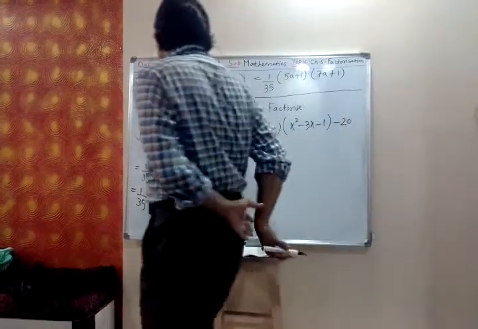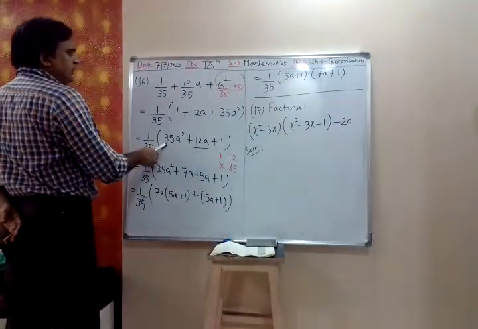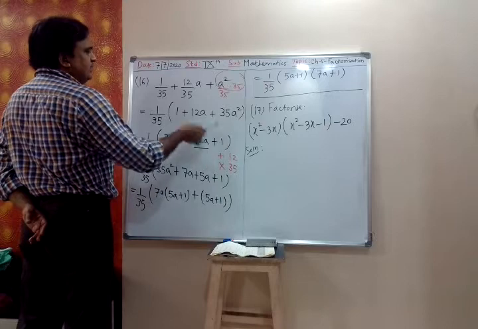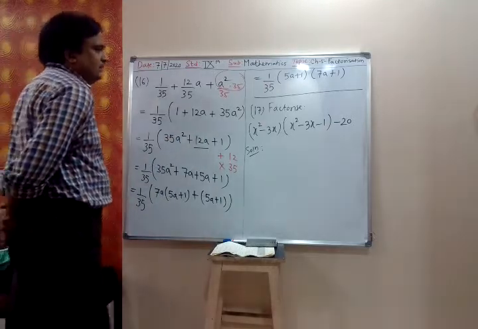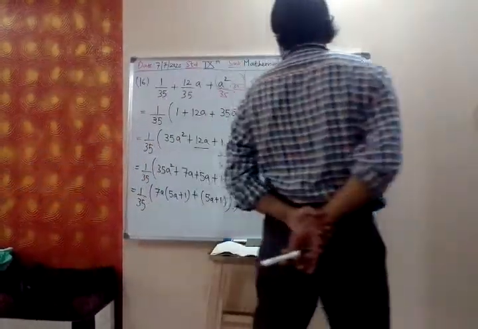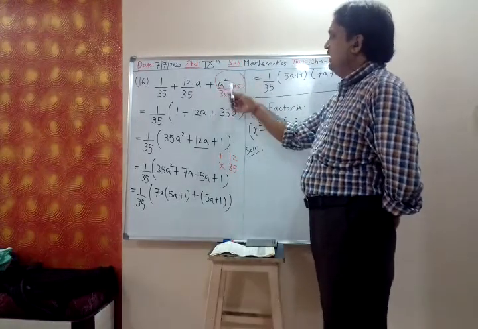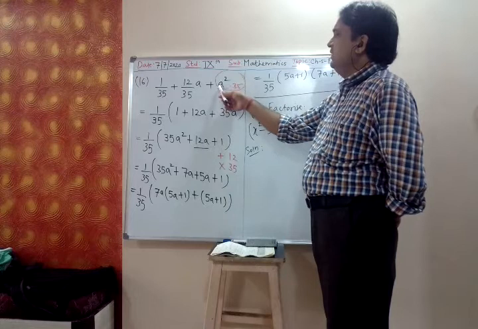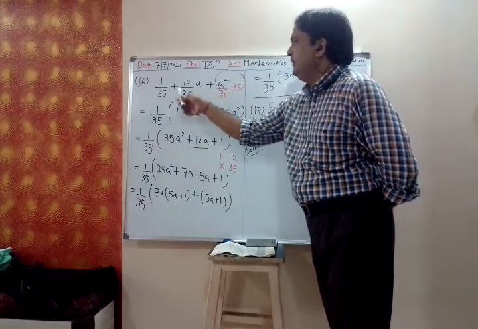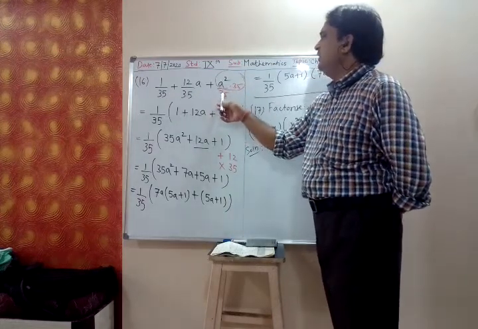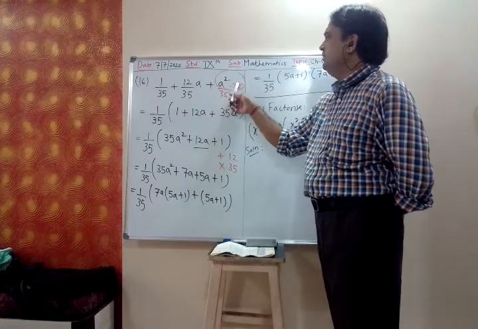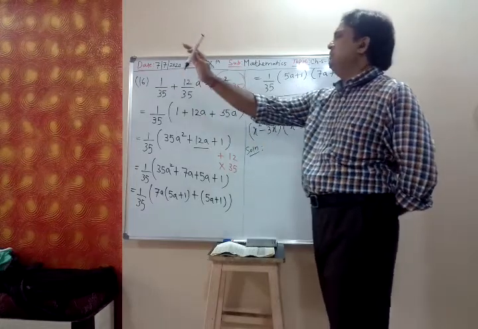Then find two numbers whose sum is 12, multiplication is 1. So when you take 1 upon 35 common, the equation must be balanced. The LCM will be 35. So I will multiply and divide by 35 and then I will take 1 upon 35 common.